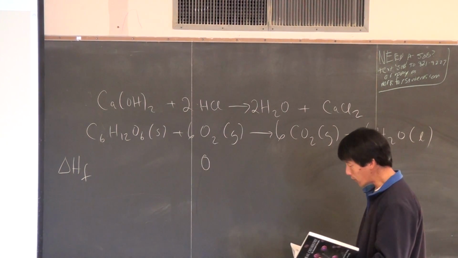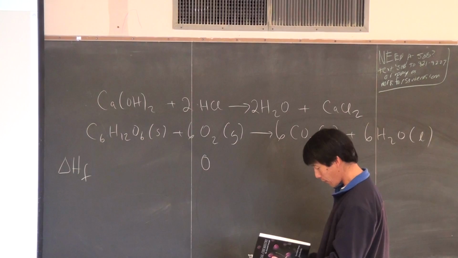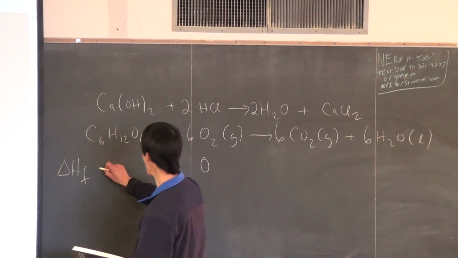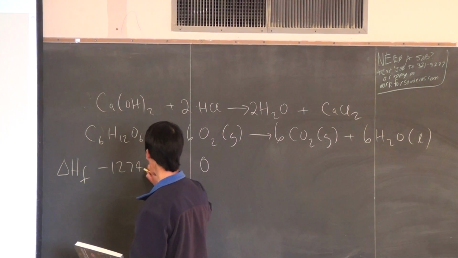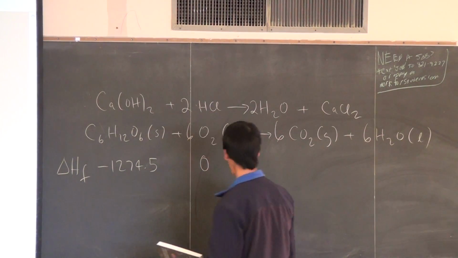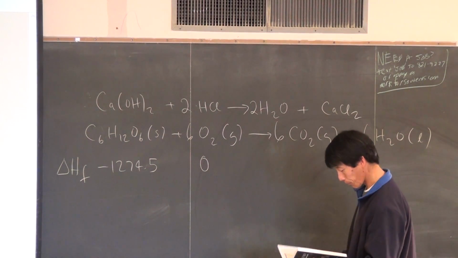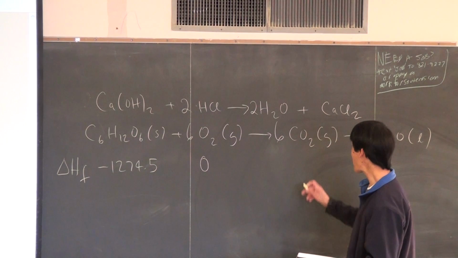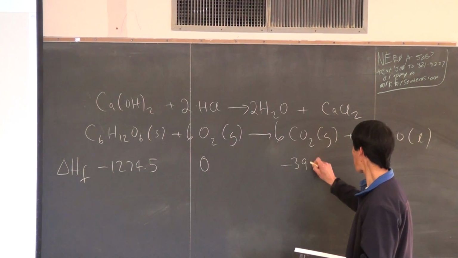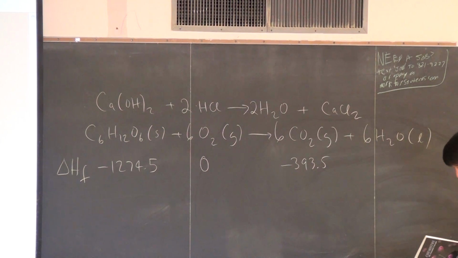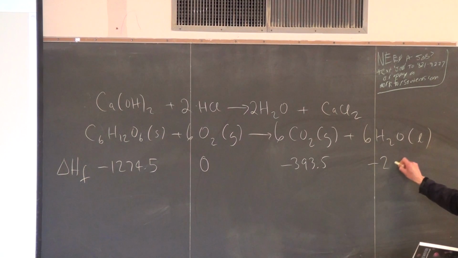For glucose, this is on page A5. It's minus 1274.5. For CO2, that's equal to minus 393.5. And for H2O liquid, that's equal to minus 285.8.